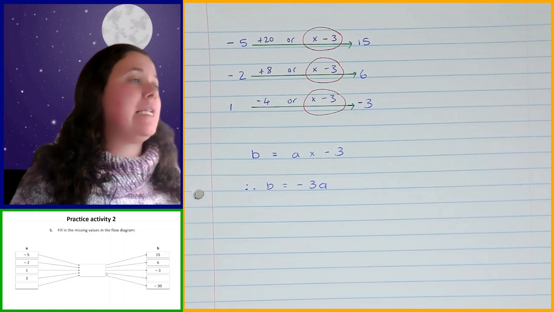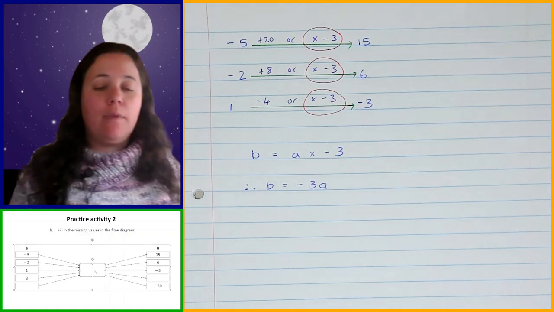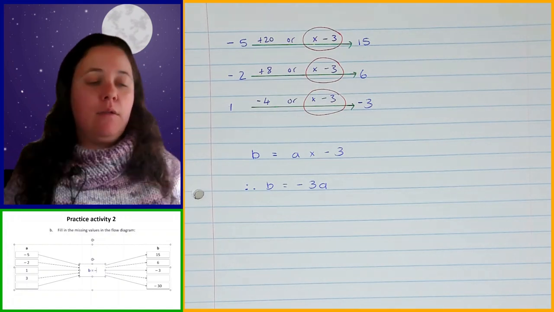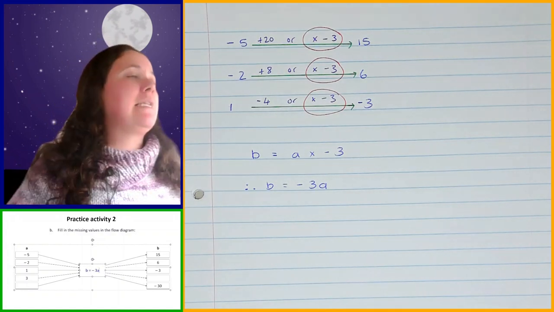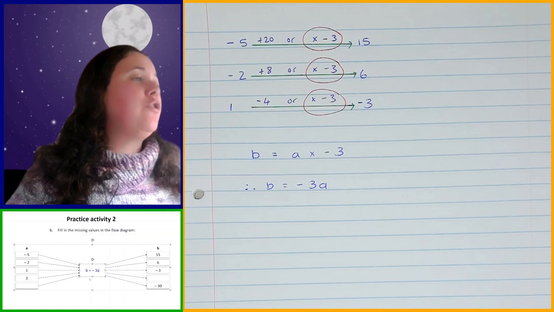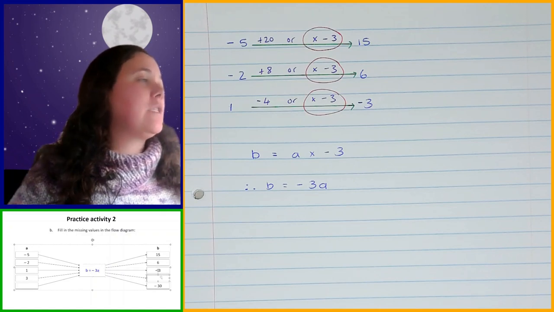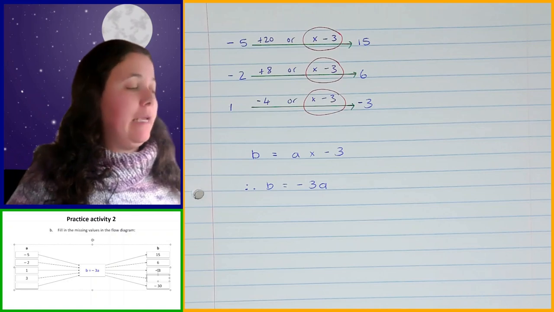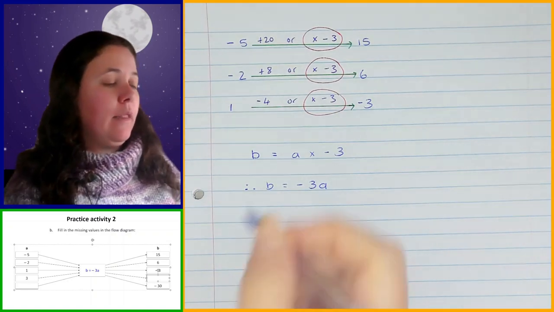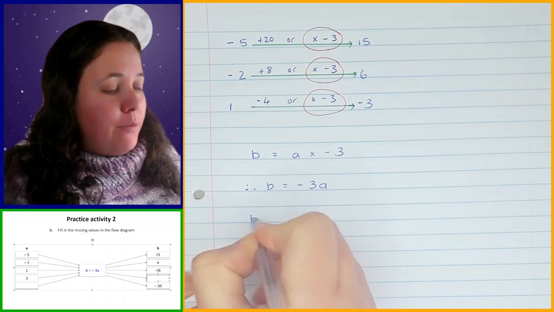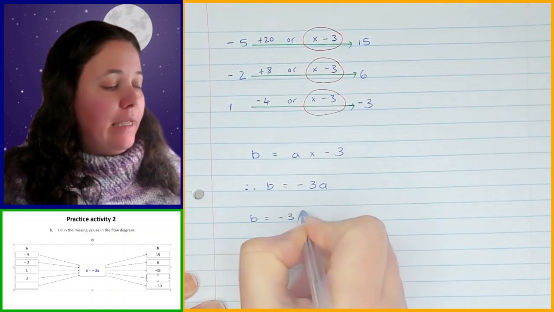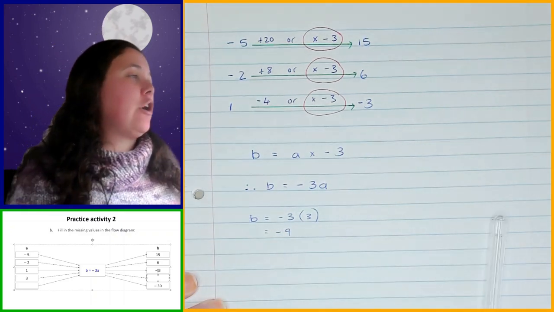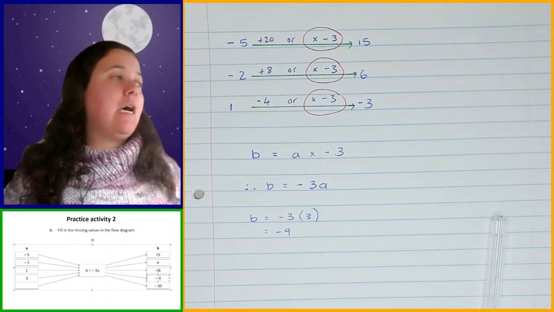Okay, so let's fill that in over here. That's our rule over there. Now we need to use that rule to work out our output value over here. If our input is 3, we get B equals negative 3 times 3, and that is negative 9. So our output value over there is negative 9.